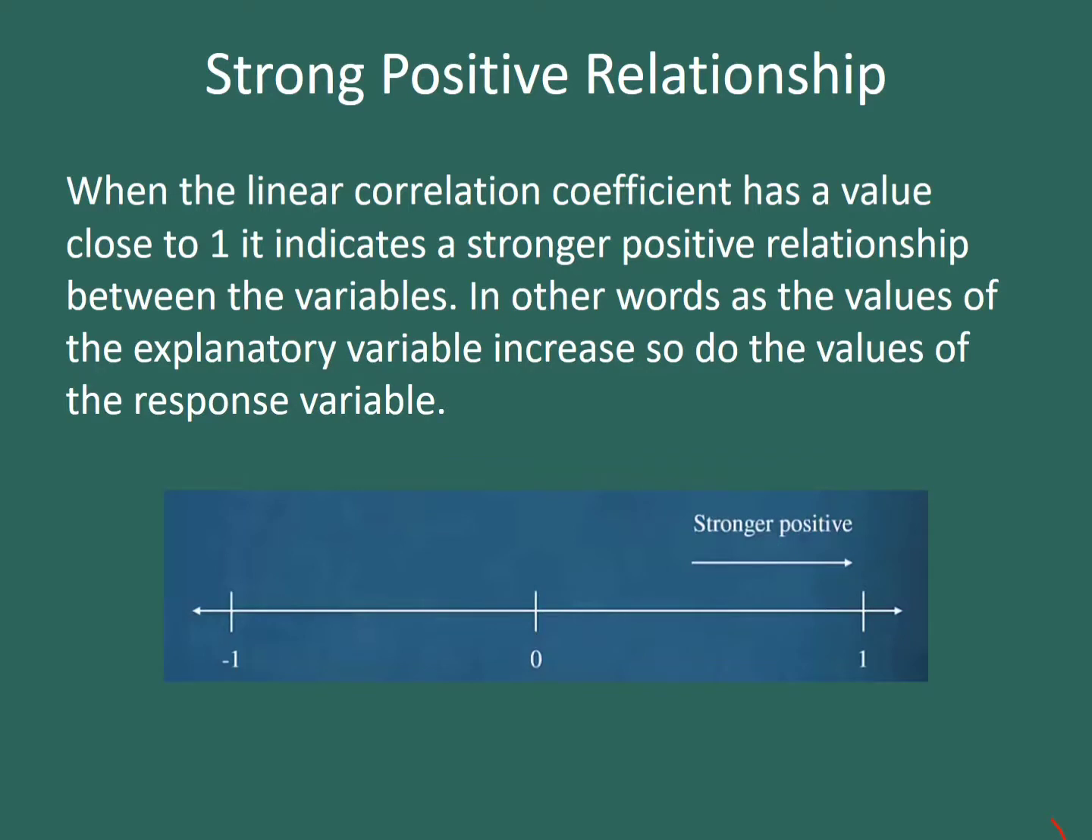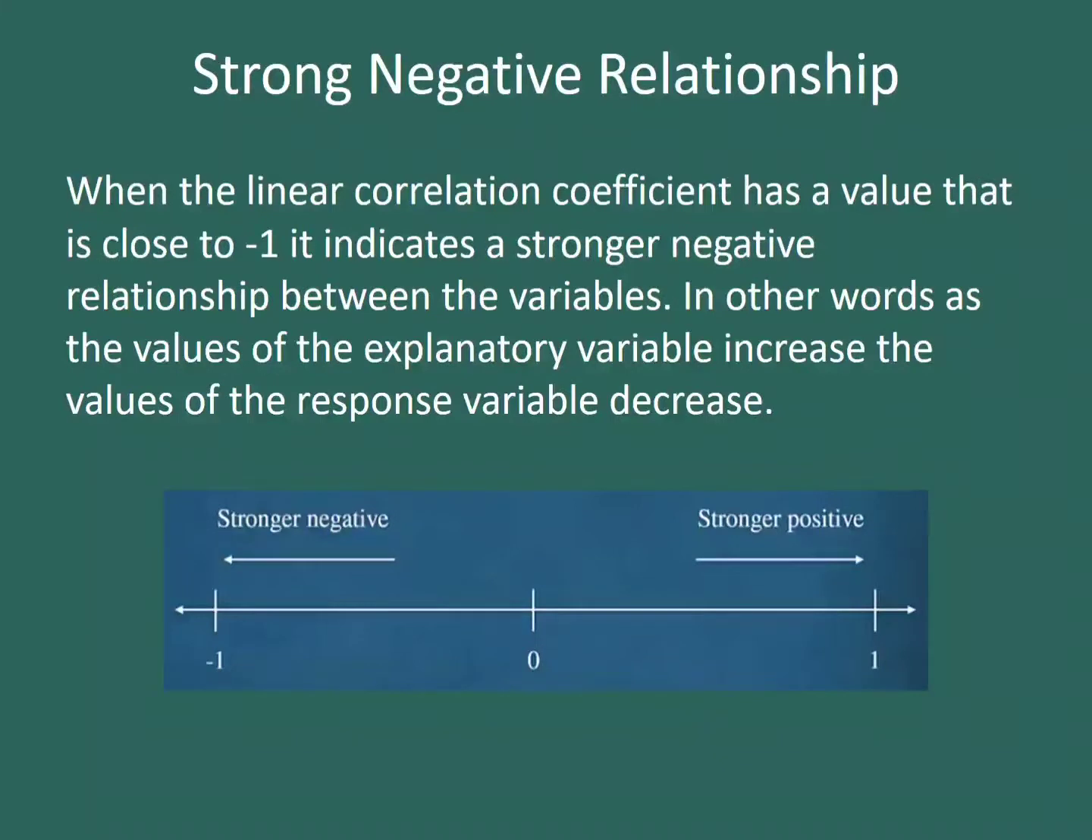All right, so just like I said, the stronger positive is the closer it is to 1. So when the linear correlation coefficient has a value close to 1, it indicates a strong positive relationship between the variables. In other words, as the values of the explanatory variable increase, so do the values of the response variable. So again, as x increases, y increases as well. And same goes for the strong negative relationship. So when we say strong negative relationship, as the explanatory variable increases, the response variable decreases, right?